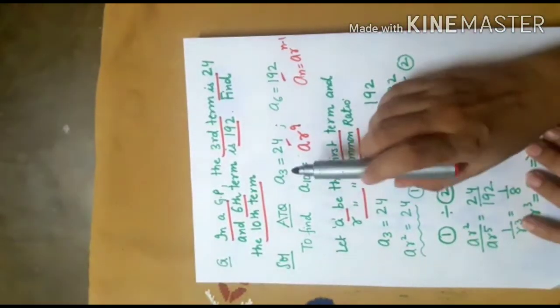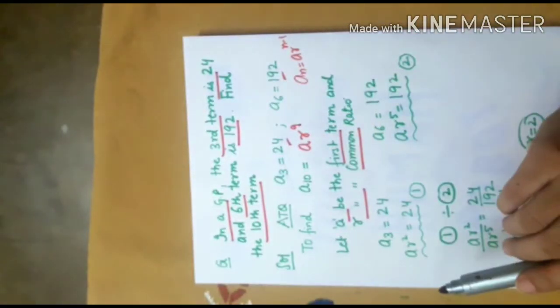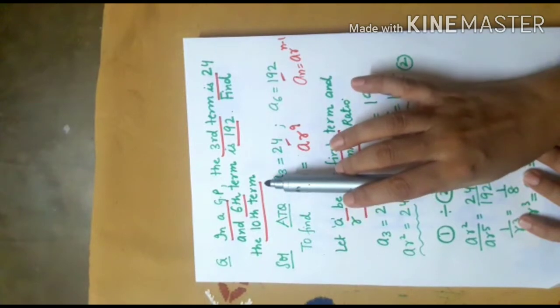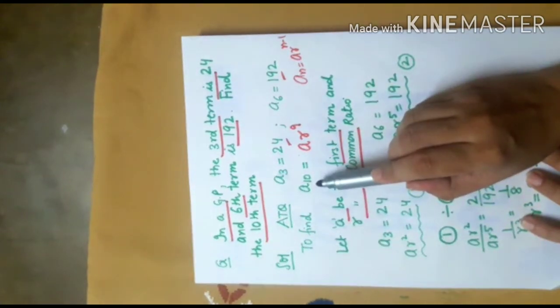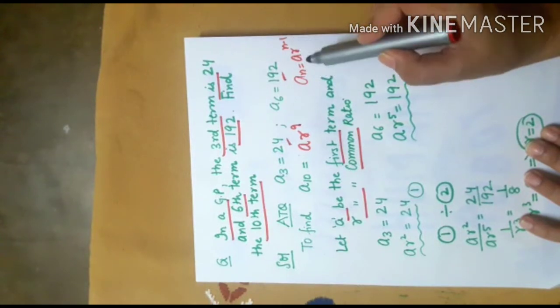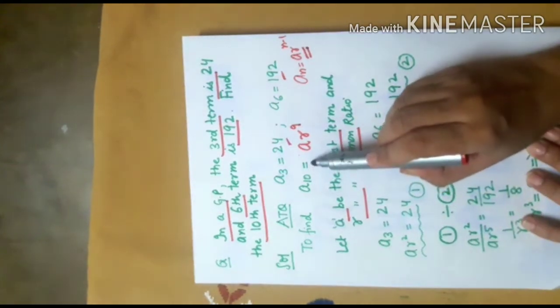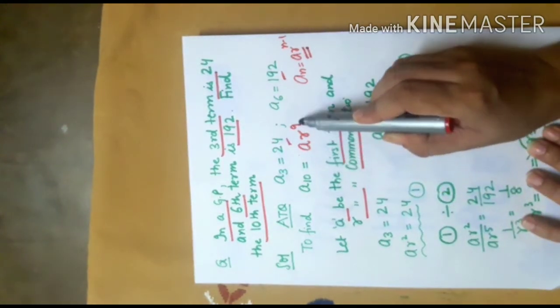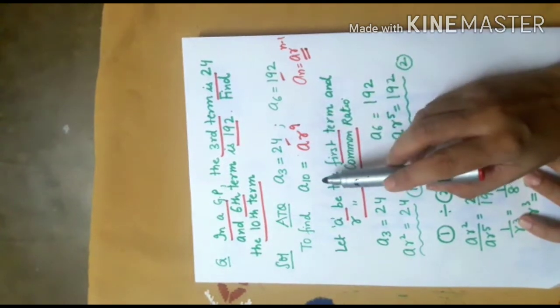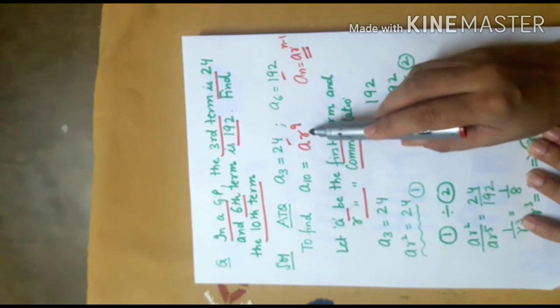Yes, according to the question, the third term is 24, that is a3 is 24. The sixth term is 192, that is a6 is 192. I need to find the 10th term, that is a10. Now, an is given by a into r raised to the power n minus 1, just now we have studied. So a10 will be equal to a into r raised to the power 9. In order to find a10, I need to know the value of a and r.